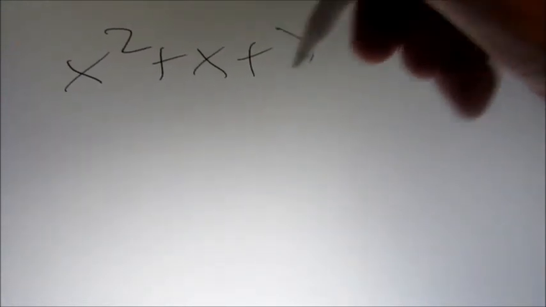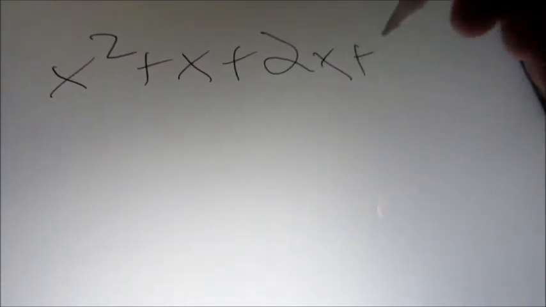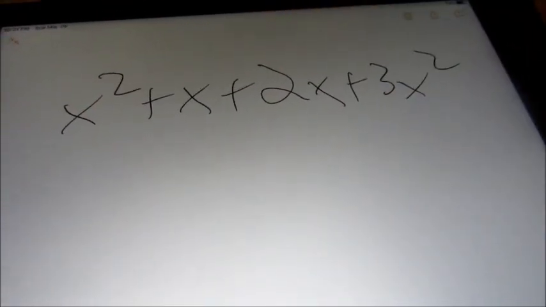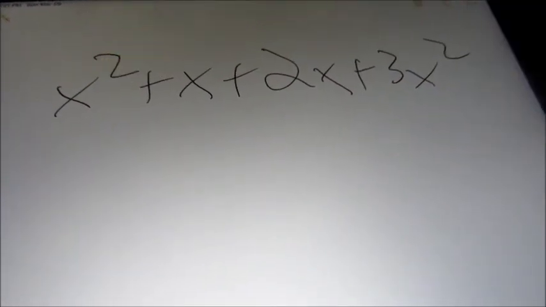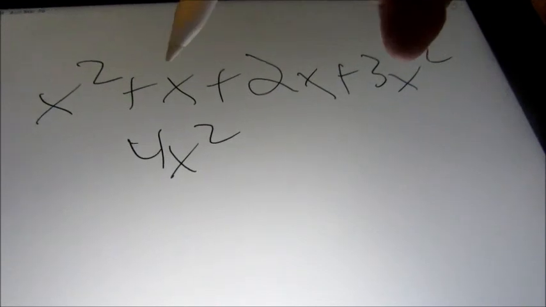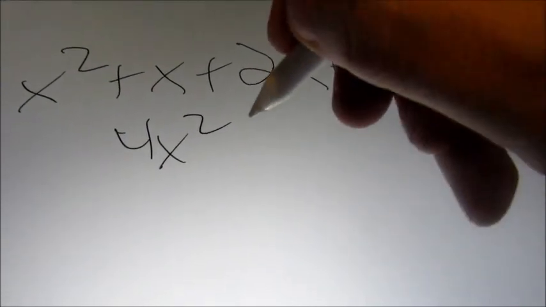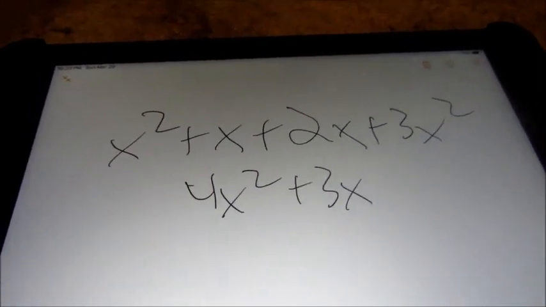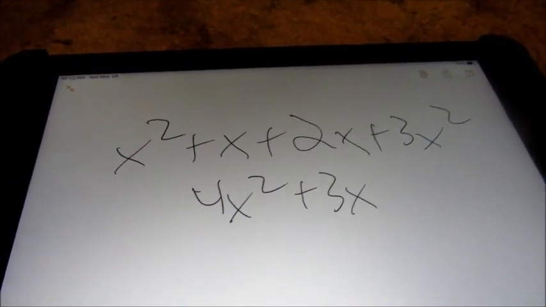However, also note that if you have something like x squared plus x plus 2x plus 3x squared, x's are different than x squareds, so we can combine the x squareds. So we have 1x squared plus 3x squared is 4x squared, and we have 1x plus 2x is 3x. And that is it for 1.9.